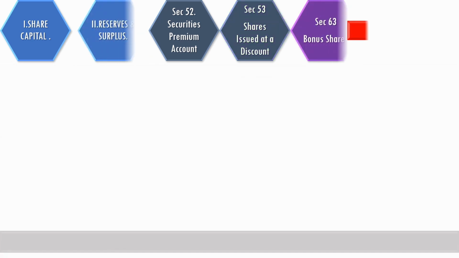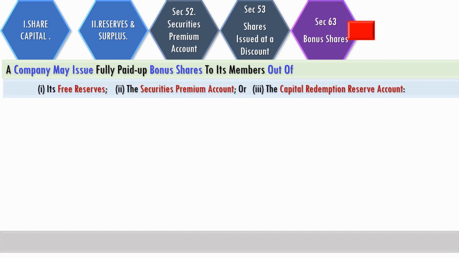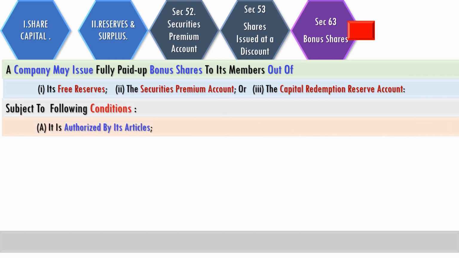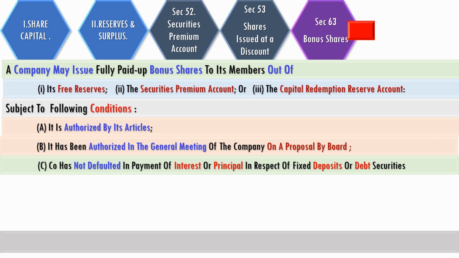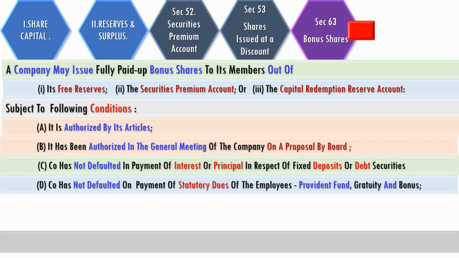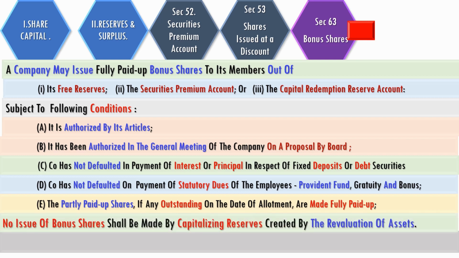Subject to certain conditions, bonus shares can be issued under section 63 out of free reserves, securities premium account, or capital redemption reserve account. The conditions are: there should be an enabling provision in the articles, and it has been authorized in a general meeting based on a proposal by the board, and the company has not defaulted in payment of interest or principal in respect of fixed deposits or debt securities, and also has not defaulted in the payment of statutory dues like provident fund, gratuity and bonus, and before issue of bonus shares, the company shall have converted all its outstanding partly paid up shares into fully paid up shares.